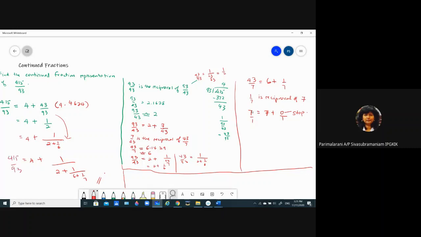415 over 93 can be written as a continued fraction like this, or it can also be written like this. The same thing, this answer, we can write like this. The first integer here is 4, so we write 4 semicolon. The next integers are 2 and then 6, so we write 2, 6. This is the other way of writing this.